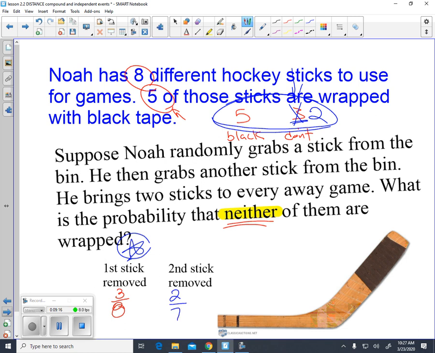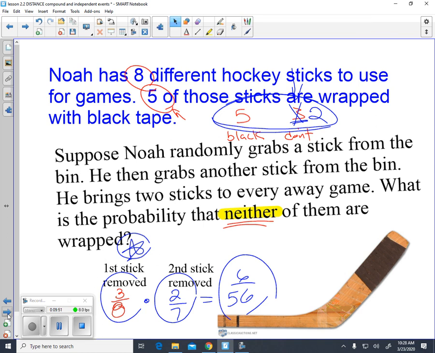And so the probability that he gets neither of them with black tape, we're going to use the fundamental counting principle, and now we'll multiply and say the probability of getting this done and this done is, let's see, 3 times 2 is 6, 8 times 7 is 56. There's a 6 out of 56 chance that would happen. And you could simplify that fraction. You could put it in decimal form if you wanted to.